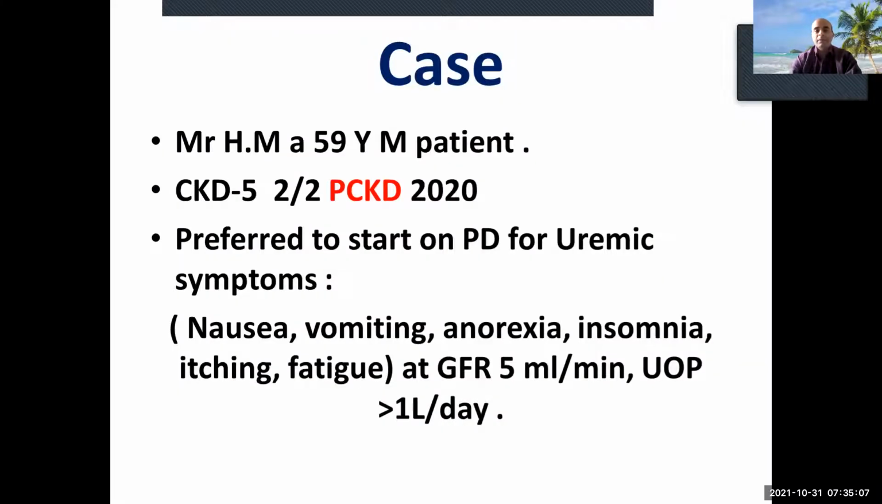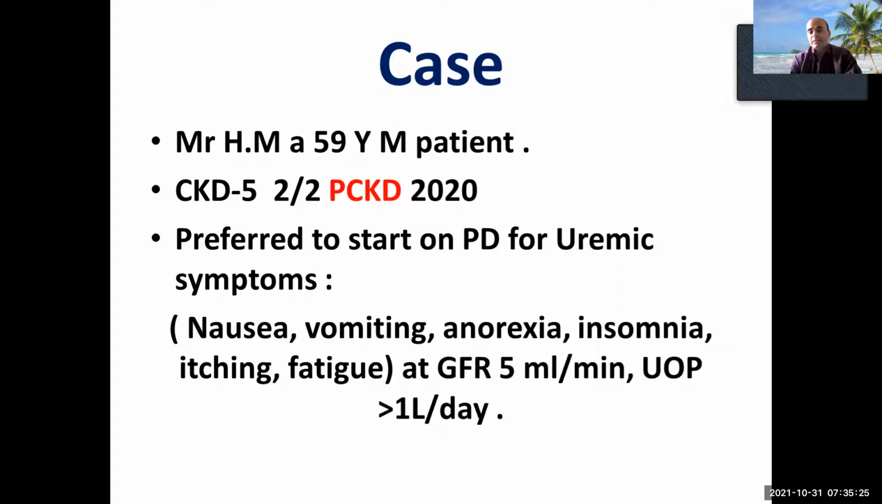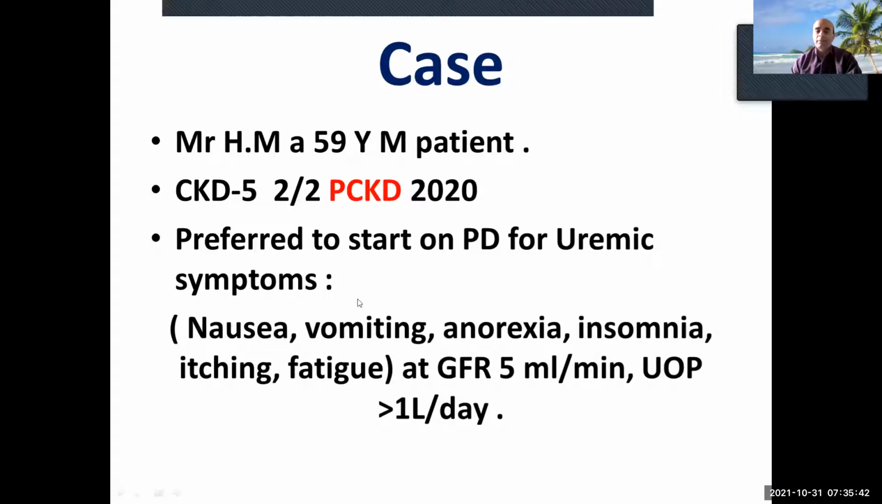The case that came to the emergency room: Mr. H.M. is a 59-year-old male patient, CKD stage 5, who needs dialysis secondary to polycystic kidney disease. The patient preferred to start peritoneal dialysis for uremic symptoms. He came to the clinic with nausea, vomiting, anorexia, insomnia, itching and fatigue, all the uremic symptoms, with an estimated GFR of around 5 ml per minute and urine output of more than 1 liter per day. This is our case, presented to the emergency room, with a plan to start peritoneal dialysis.